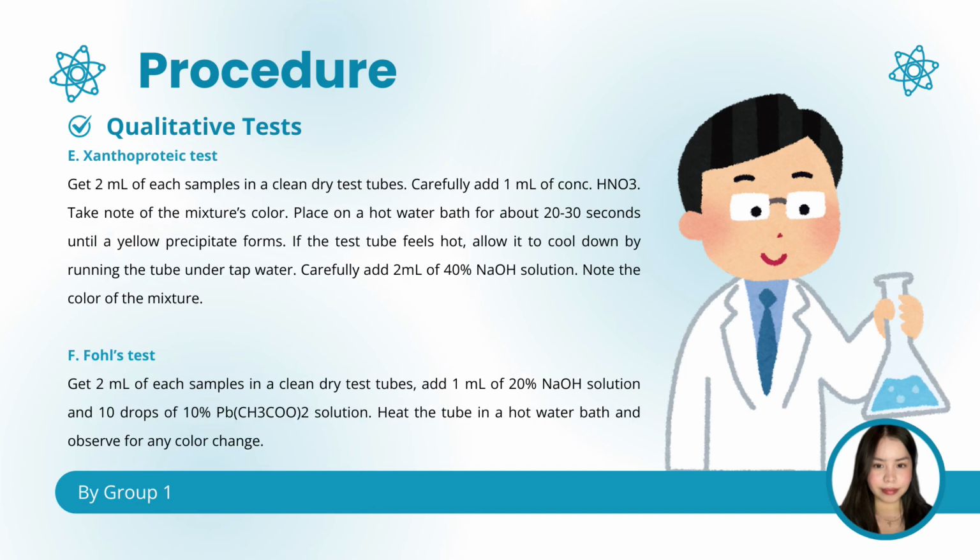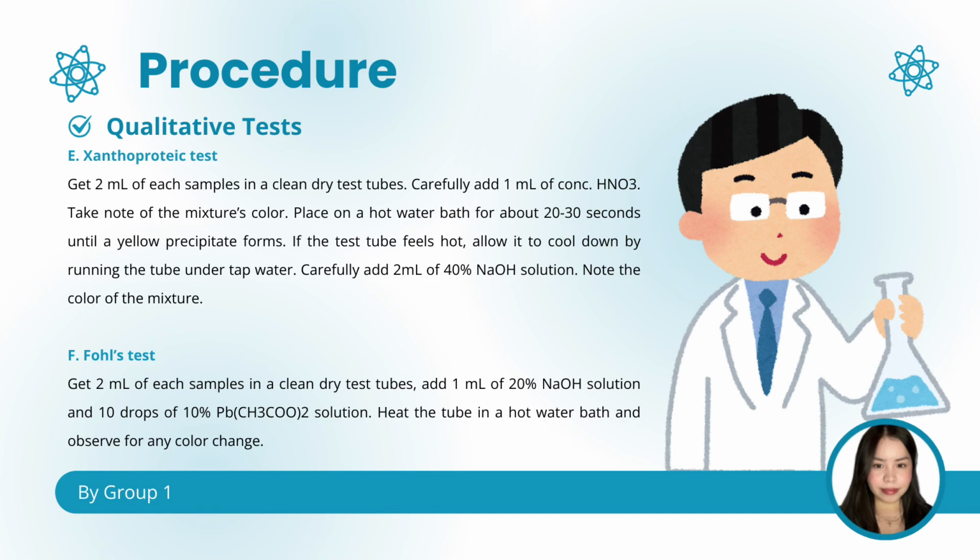For E, xanthoproteic test, get 2 ml of each sample in clean, dry test tubes. Carefully add 1 ml of concentrated acid. Take note of the mixture's color. Place in a hot water bath for about 20 to 30 seconds until a yellow precipitate forms. If the test tube feels hot, allow it to cool down by running the tube under tap water. Carefully add 2 ml of 40% NaOH solution. Note the color of the mixture.